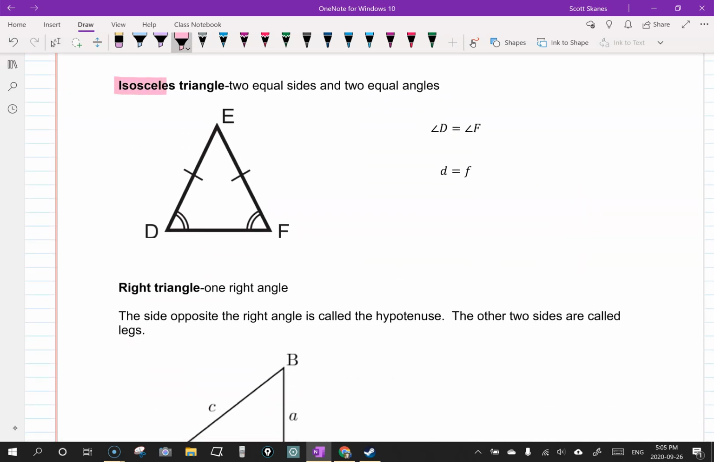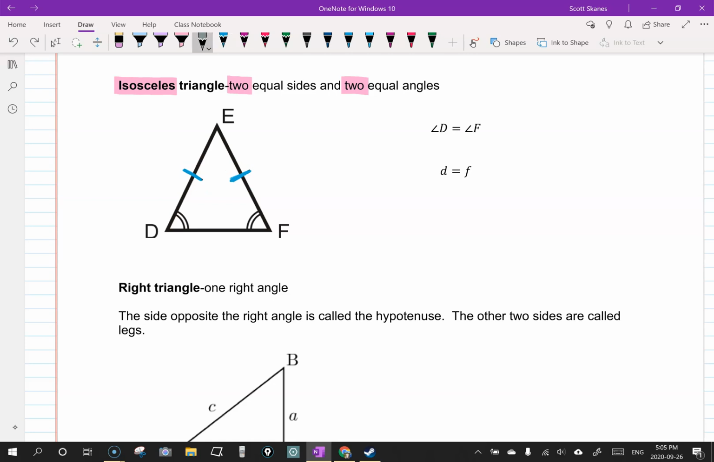Isosceles triangles. Isosceles is 2 equal sides and 2 equal angles. So remember what I said before. We have our dashed line. We have 2 sides here which have the same symbol, the same single dashed line, which means they're the same length.